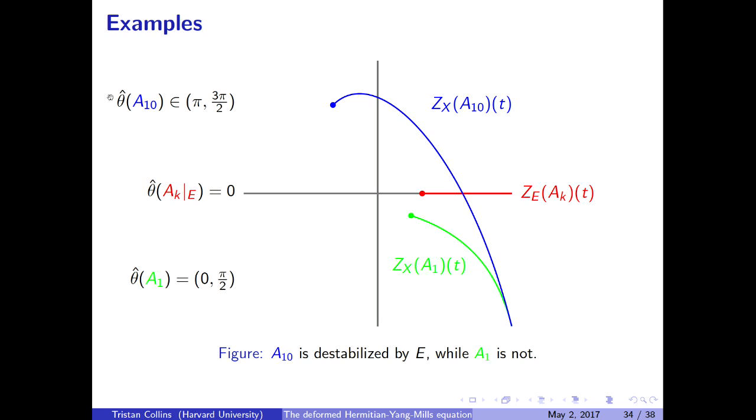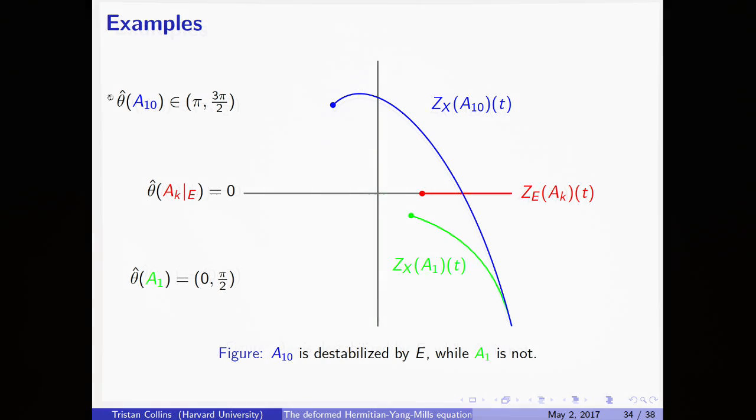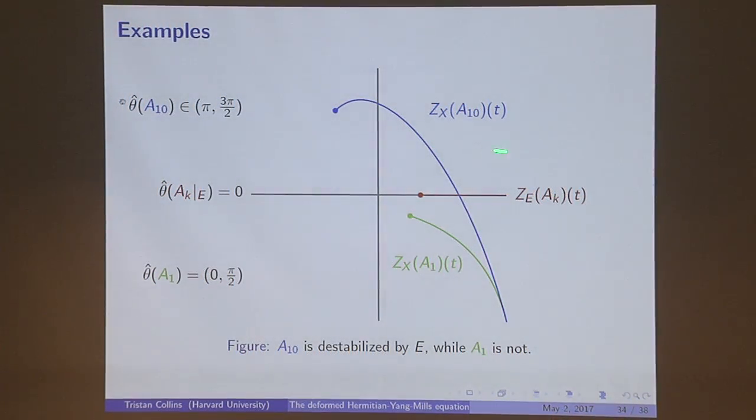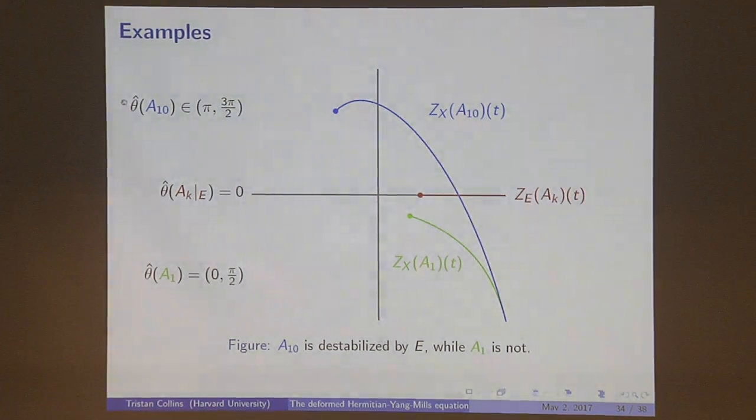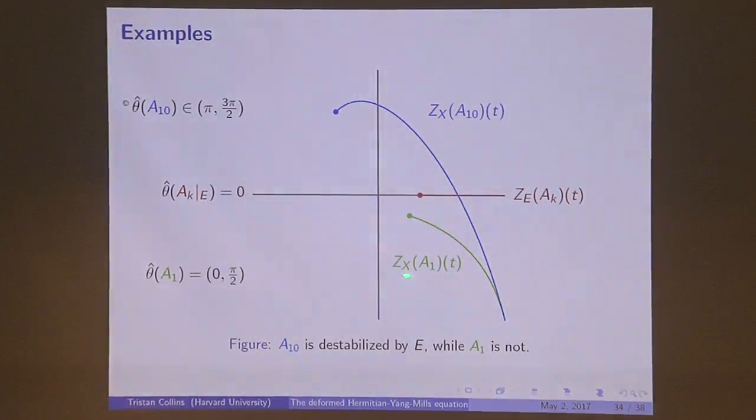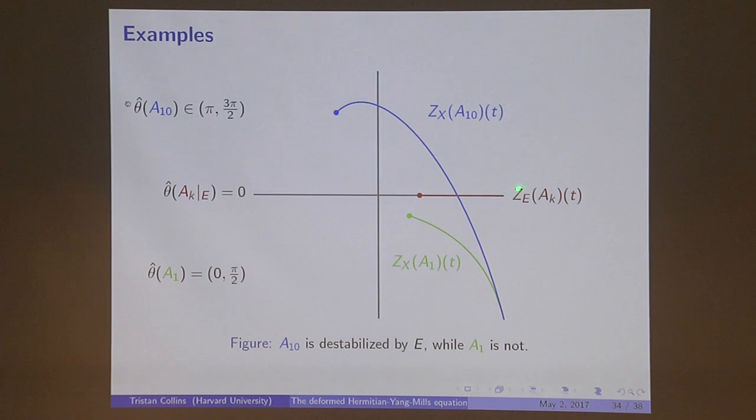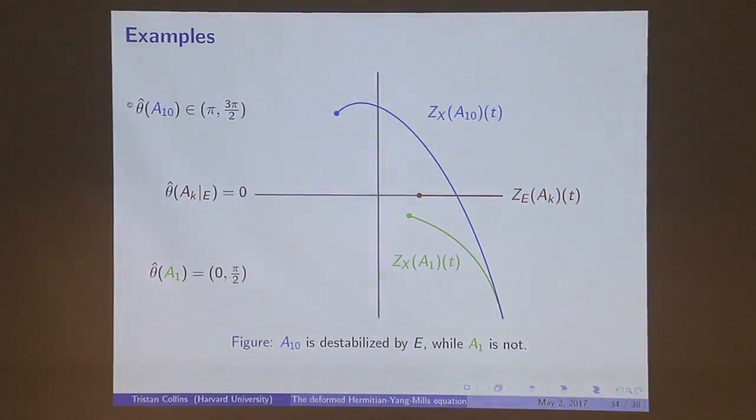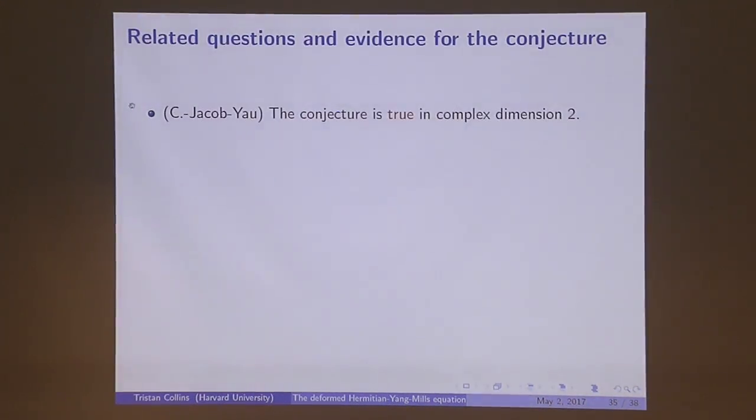So here are the relevant angles from the deformed Hermitian Yang-Mills equation, right? They're valued in these ranges. And now if you look, the argument of Z of A10 is much, much larger than the argument of Z_E of A10. So that guy is destabilized. So we can't have a solution to deformed Hermitian Yang-Mills on A10. But A1 doesn't have a problem because the argument of Z_E is bigger than the argument of Z_X. So that guy is not destabilized. So this is a simple example where you see this kind of stuff coming up.